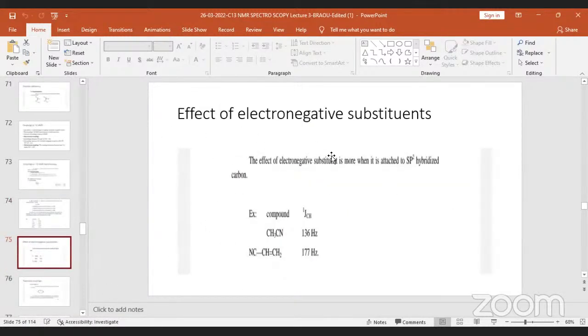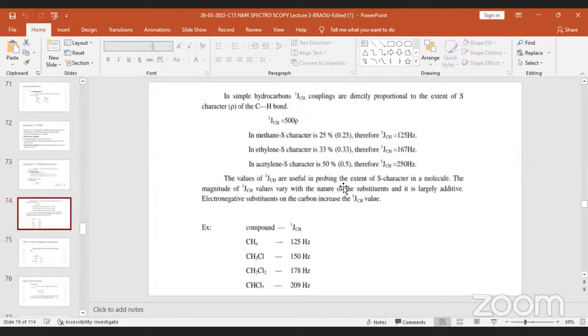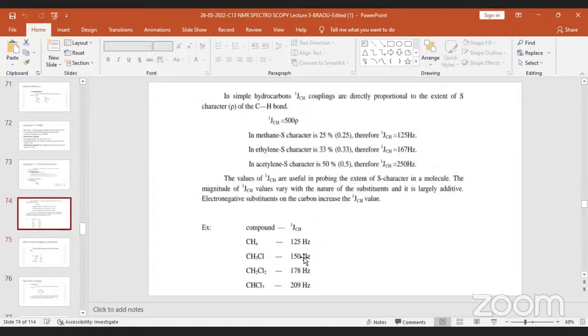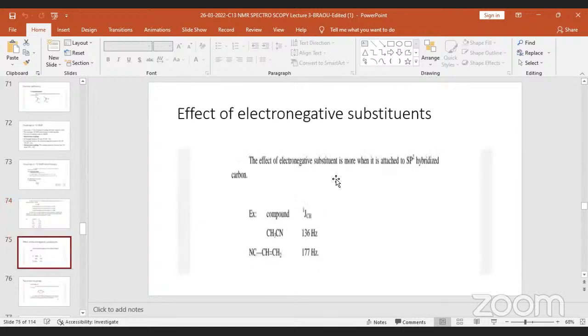Similarly, the effect of electronegative substitution is more when it is attached to an sp2 hybridized carbon. The effect is there in the case of sp3 carbon also, but it is more when attached to sp2 carbon and sp carbon. See, with one substituent on an sp2 carbon, it has become 177 Hertz, whereas here it is 150 Hertz. So it is more, right? Because of the double bond, because of the S character.